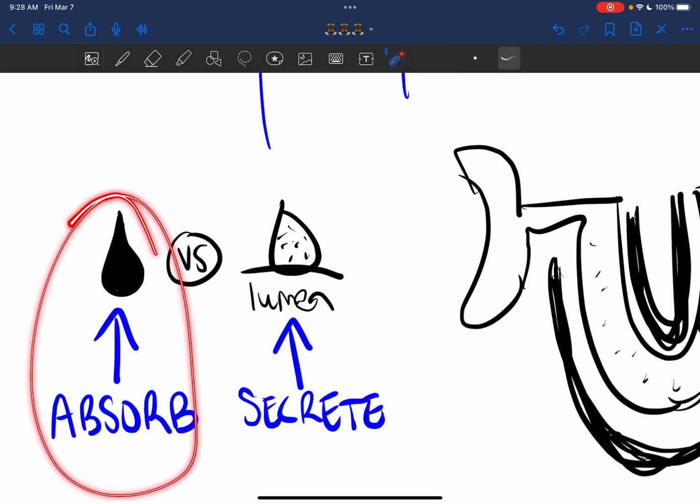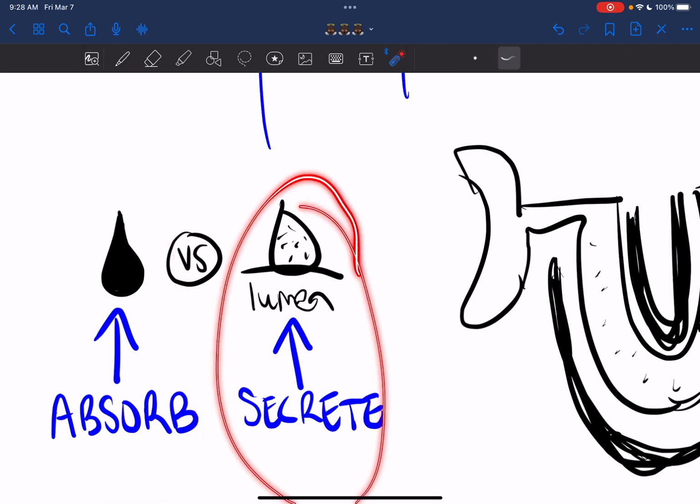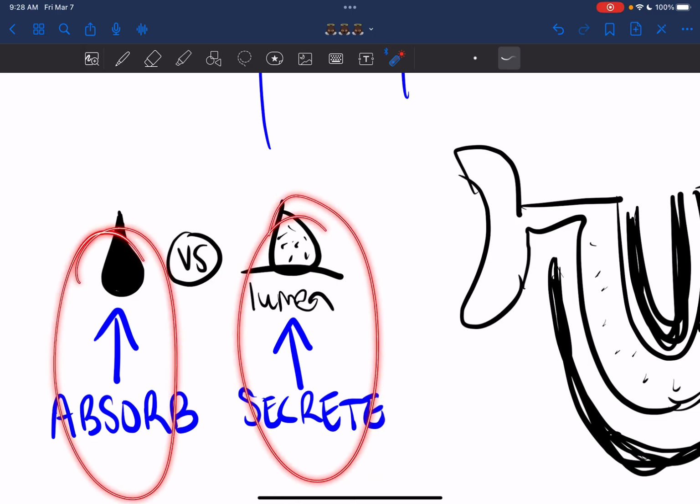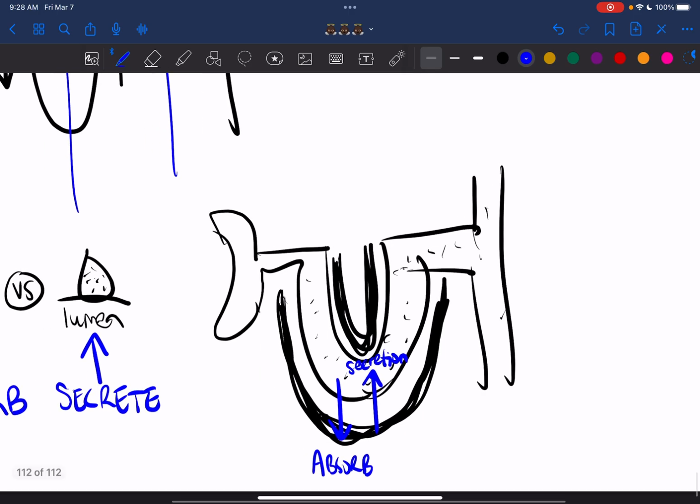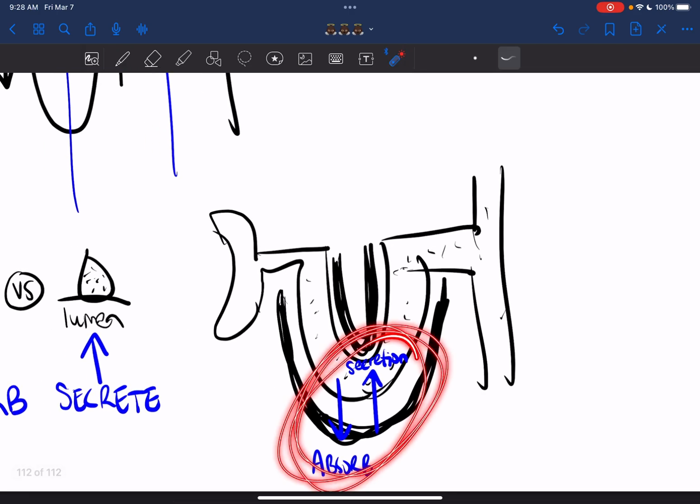So this is absorbing into the blood. This is secreting it out of the blood. Entering the blood, leaving the blood. So this is absorption, you're entering the blood, and the opposite is secretion, when you're entering the pee. That pair is the most important pair of language when you're talking about the tubule: absorb versus secrete.